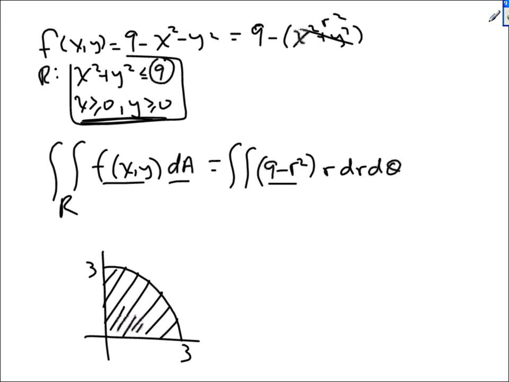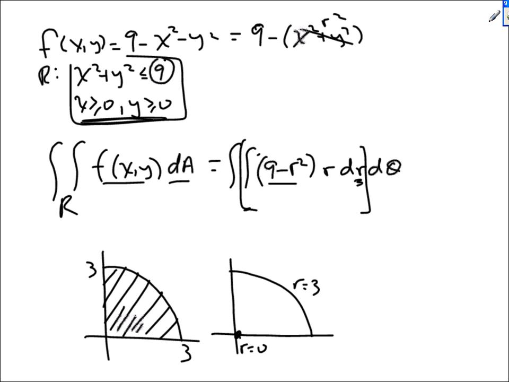And now the region. Well, first, we have to put r's here. R goes from 0, here r is 0, and everywhere on that arc, r is 3. So r goes from 0 to 3. And the angle is just a quarter of the circle, so it goes from 0 to pi over 2. And there it is. I would distribute the r, and then integration would be easy.